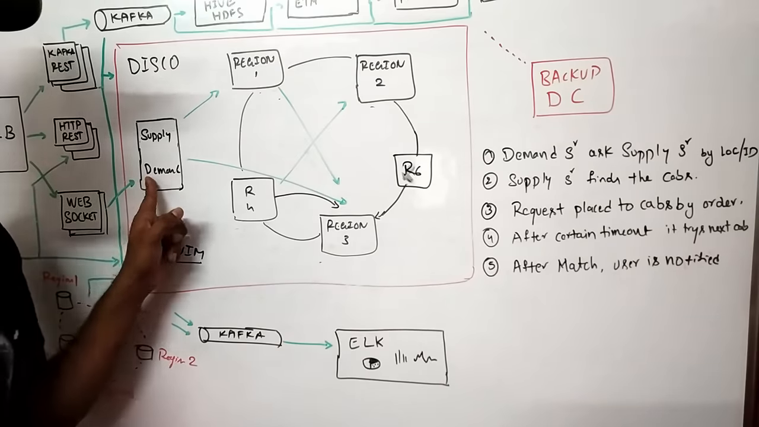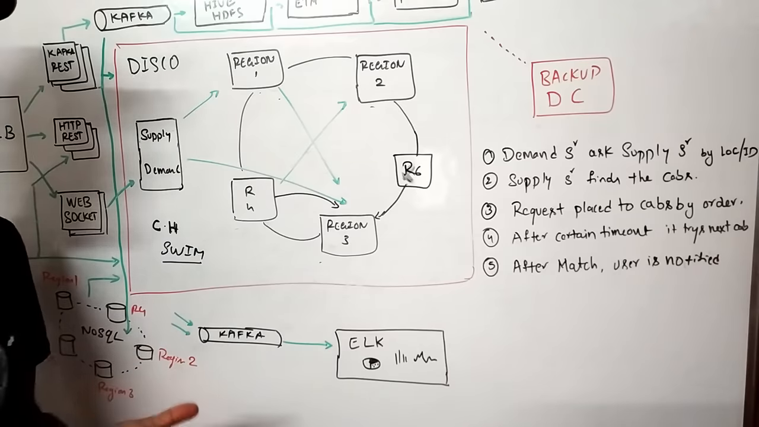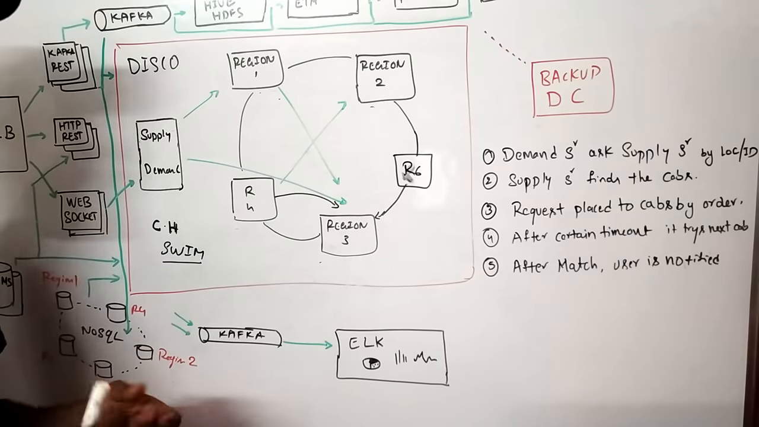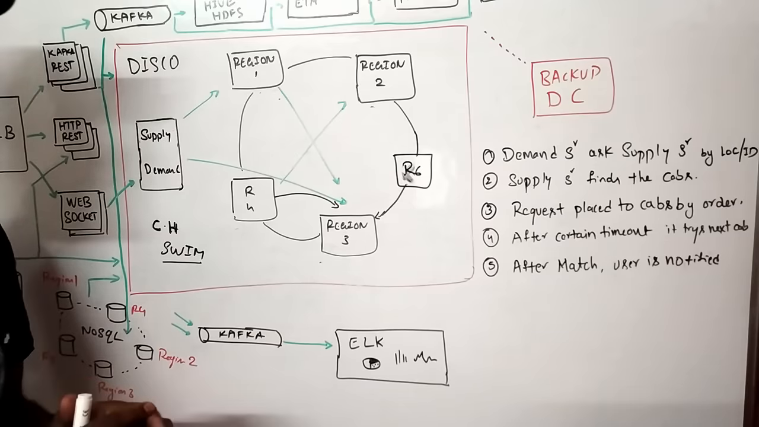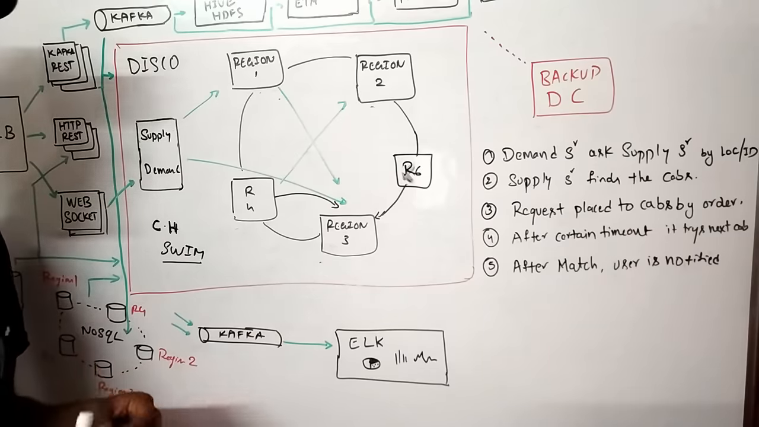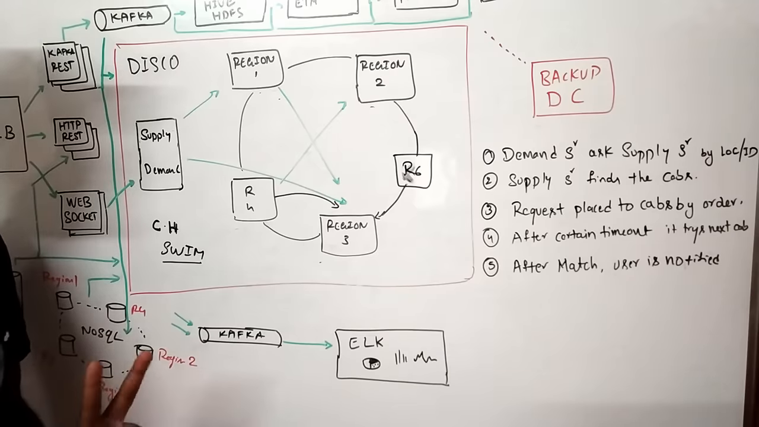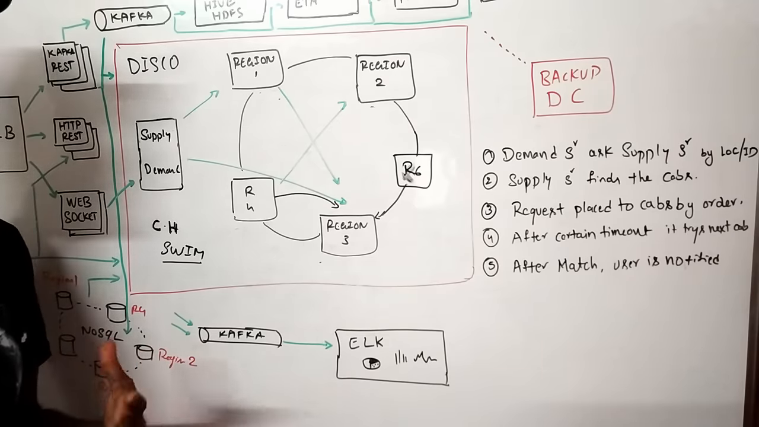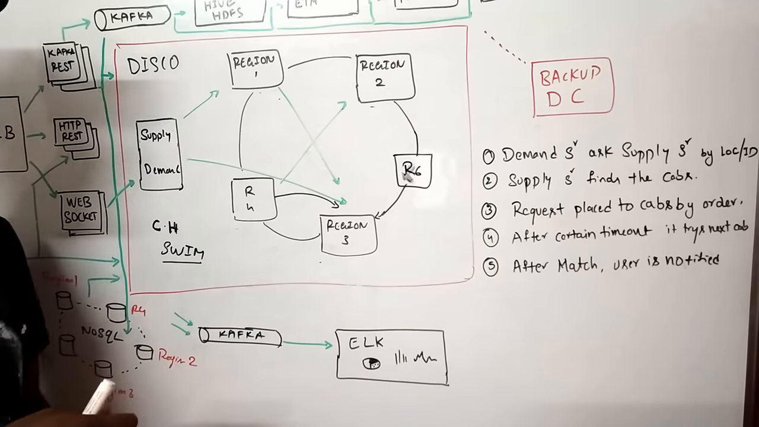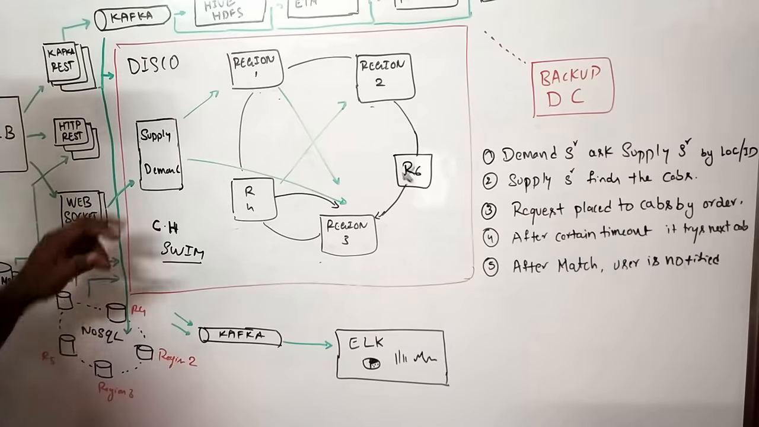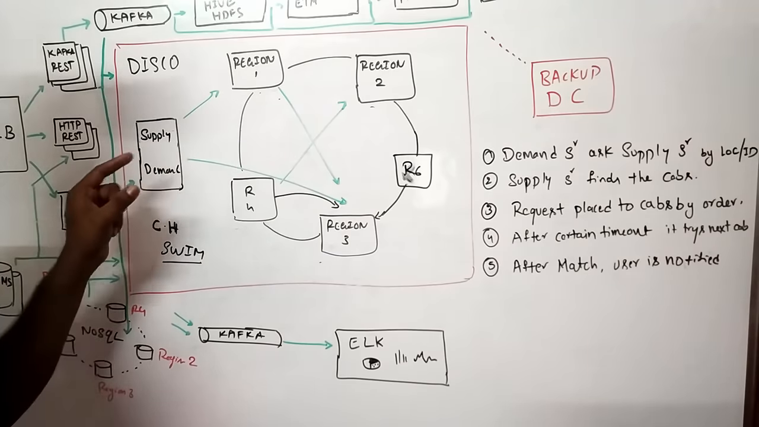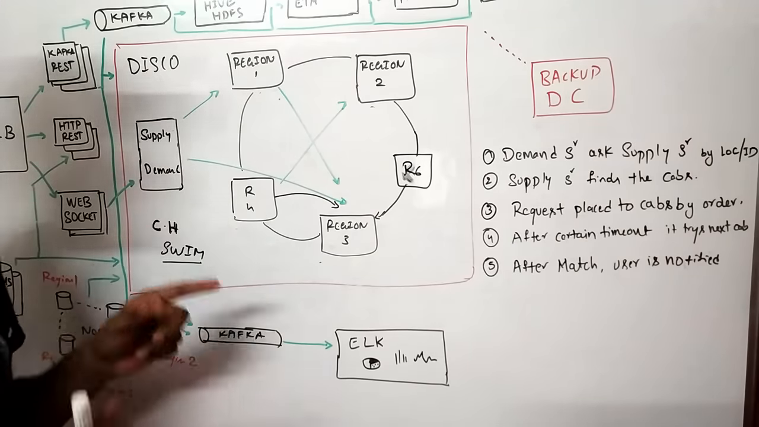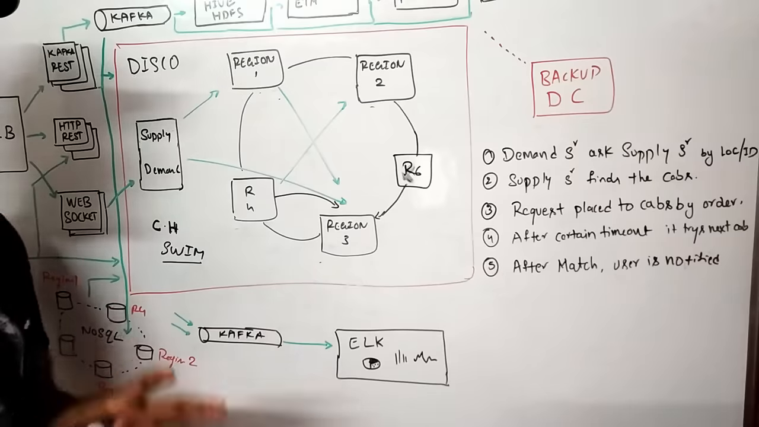Since the demand service knows the requirement of the cab or ride, say I need a mini car, or I need an SUV, or I need a sedan, or maybe I need one seat, or in the case of Uber Pool, I need two seats, or I need a complete cab. So now the demand service requests the supply service that I need a cab of this kind at this particular location.